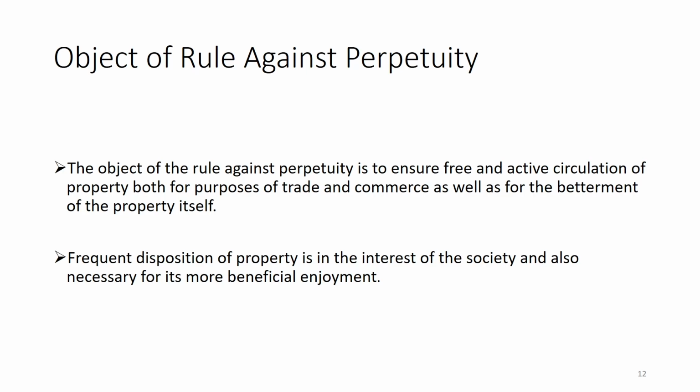Object of rules against perpetuity. What are the objects of this rule? The first object is to ensure free and active circulation of property, both for purposes of trade and commerce as well as for betterment of the property itself. I have already told you, the frequent disposition of property is in the interest of society and also necessary for its more beneficial enjoyment.